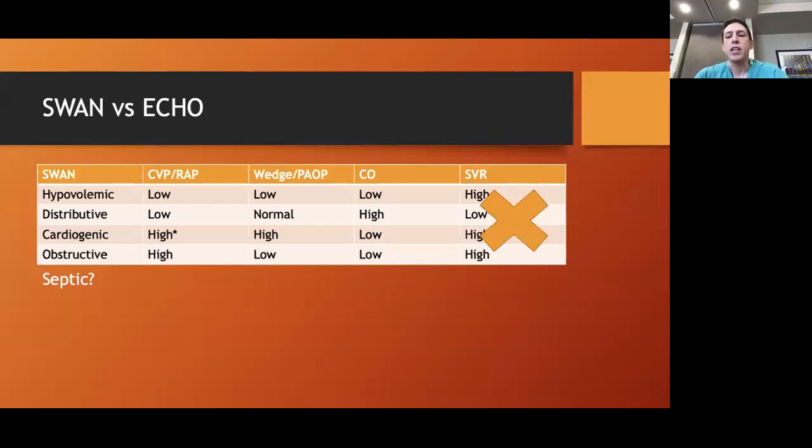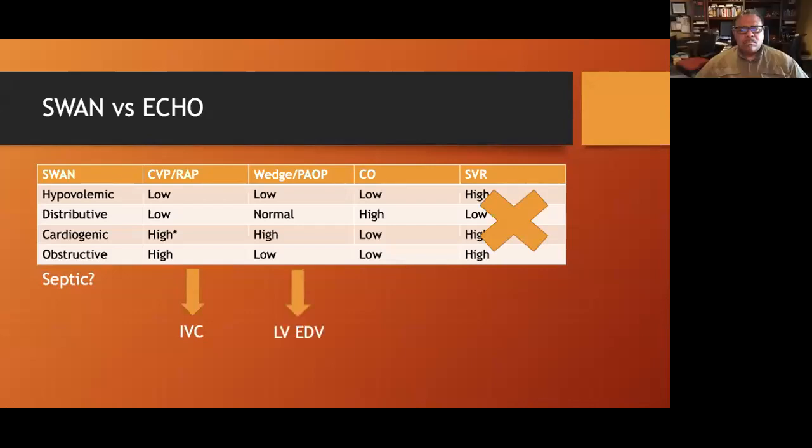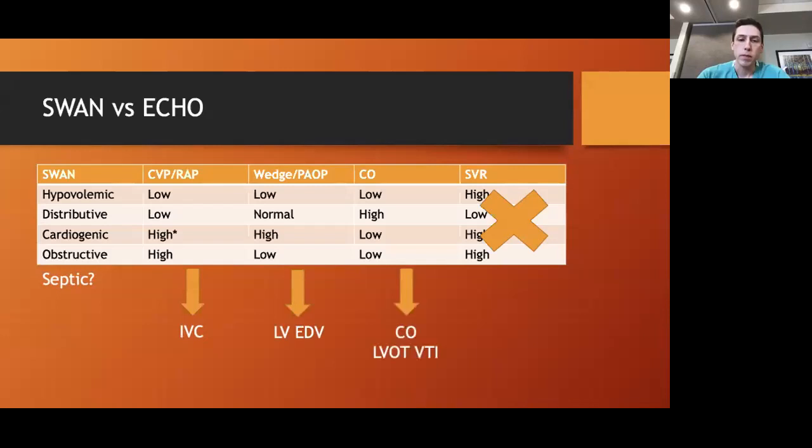Now, if we eliminate SVR from this table, we still have enough information to categorize our patient's shock state. And so in this lecture, we will discuss how to utilize ultrasound to estimate your CVP using the IVC, the wedge pressure using the left ventricular end diastolic volume, and the cardiac output using the left ventricular outflow tract VTI, or LVOT VTI.